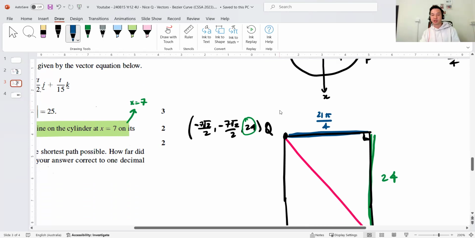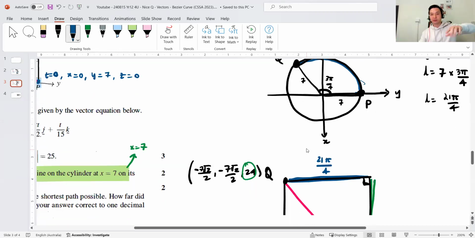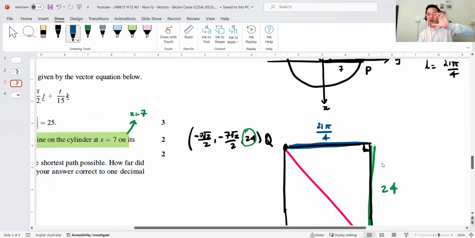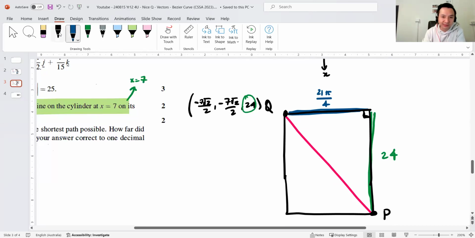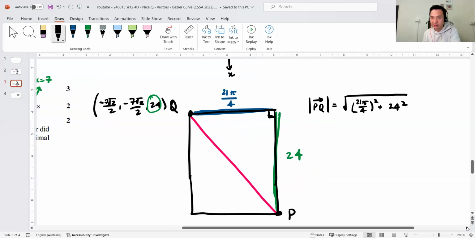So with that in mind, if I uncurl the blue to make it a rectangle, the base is 21 pi on 4, the height is 24, by Pythagoras. Therefore, the magnitude of PQ equals the square root of (21 pi on 4) squared plus 24 squared. If you punch it in the calculator, I'm hoping it's approximately, to 1 decimal place, 29.1 centimeters.